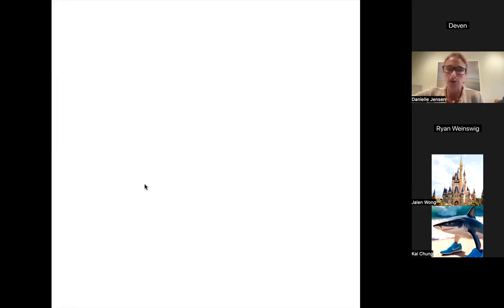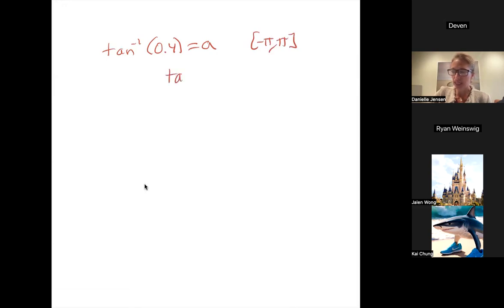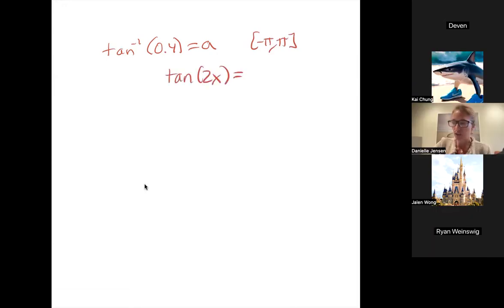Okay, so here was the problem. Just correct me if this wasn't it. I'm just doing it off memory. I think I gave you that inverse tan of 0.4 equals A. That was the given, and you had to solve in negative pi to pi, give me all solutions to tangent 2x equals negative 0.4. Is that right? Yeah, that's correct.